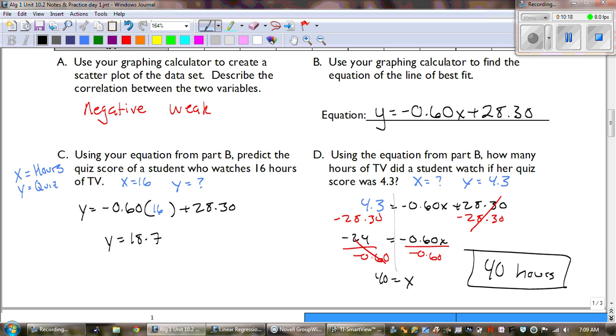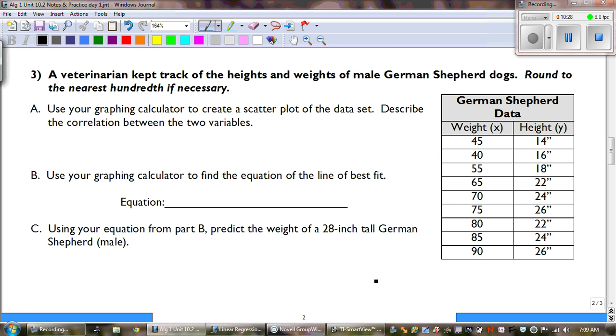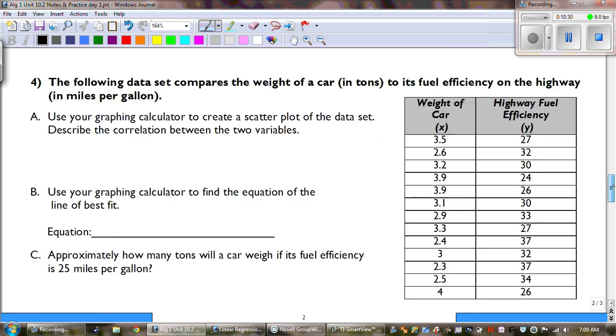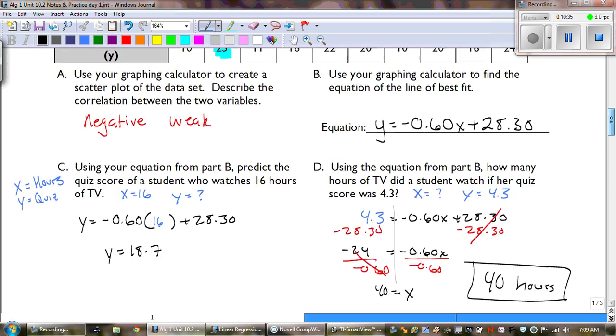Now, your homework was the 10.2 practice or 10.2 practice B, depending on what day you're watching this, okay? There are extra examples here that you need to go through and do on your own. Come see Ms. Carranza or myself to get those answers, okay?